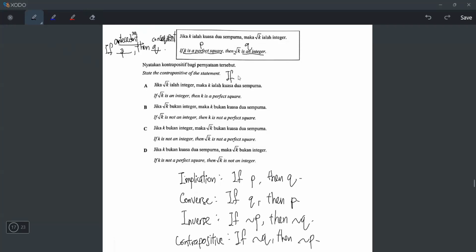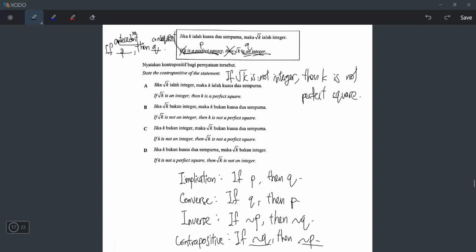Okay. So contrapositive is what? If negation Q, then negation P. So negation Q. So if square root K is not integer, and you see I will add the word not there, because I'm doing negation. Then what? K is not perfect square. Can you see I add the word not there? Just to change the truth value, do negation. And also, don't go and terbalikkan the then and if. The then and if stay there one. You only terbalik the P and Q. The if then stay there.